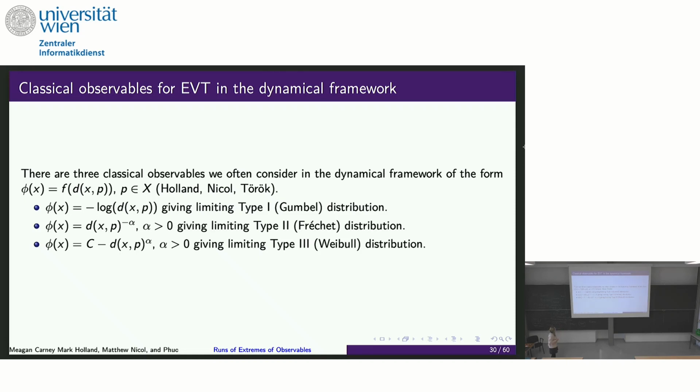So we have three classical observables that we typically consider in the dynamical framework, and this will be pertinent to us in a bit. We have the negative log of the distance, and that gives us a type 1 distribution. If we choose the distance to the negative alpha for a positive alpha, we get a type 2 or a Frechet distribution.